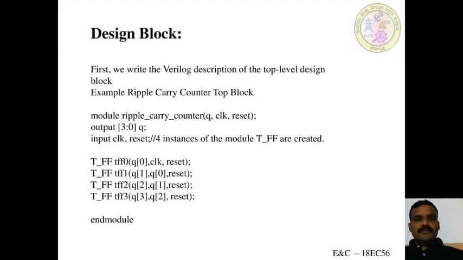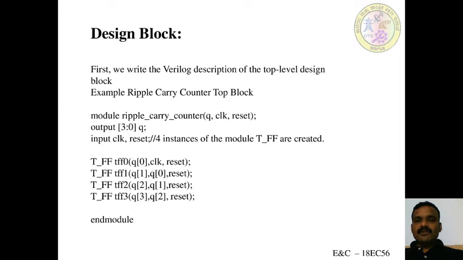So module ripple carry counter, Q, clock and reset. Q is the output, and clock and reset are the inputs. The output is [3:0] Q. Q is the output, and 3:0 is what? The output of 0, the output of 1, 2 and 3. There is a 4-bit ripple carry counter, right? So that's why we take it as 3:0. Input is clock and reset.